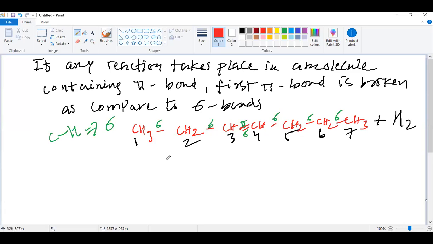Where do you think the hydrogen will be added? Hydrogen will be added between which two carbons? Where is the pi bond? Pi bond is between which two carbons? 3 and 4. Then where will the hydrogen be added?